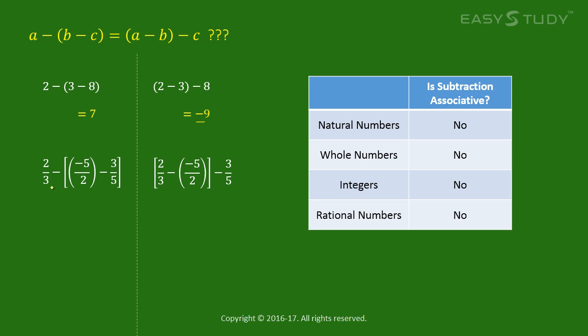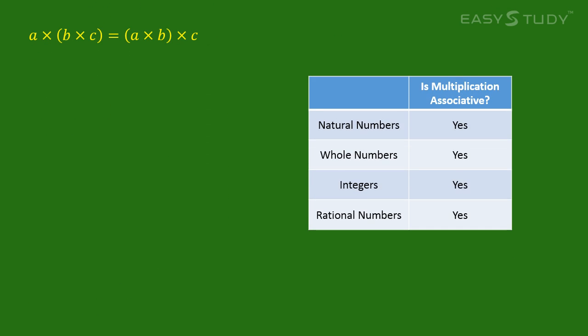You can look into the example of rational numbers as well. If you simplify this, it will give you 113/30, and if you simplify the other, it will give you 77/30. Hence, subtraction is not associative. Now let's look into multiplication. 2 times (3 times 8), and (2 times 3) times 8.